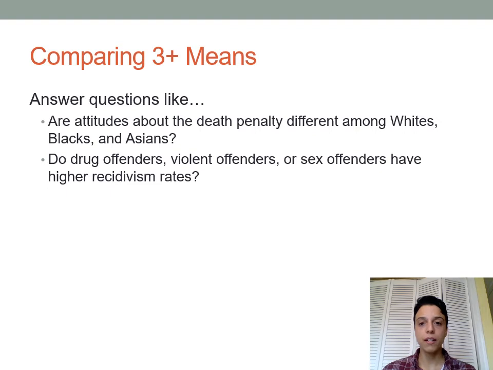Do drug offenders, violent offenders, or sex offenders have higher recidivism rates? So again, we have 3 different groups and we're trying to compare them to each other to see if they're the same on some measure or whether they're different from each other on that measure.